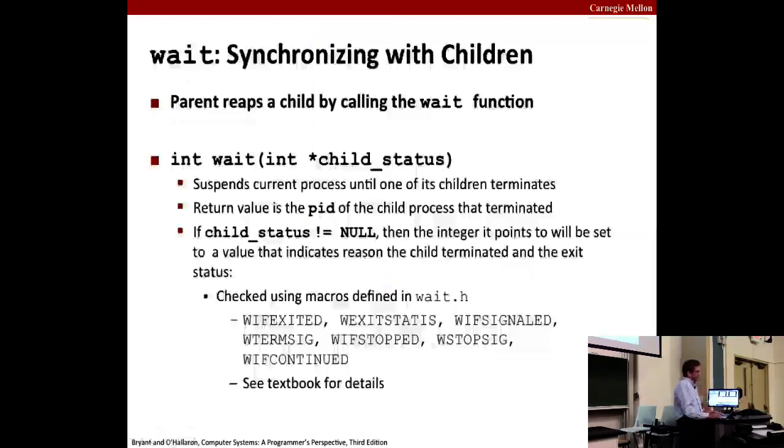The function that we use to synchronize with children and reap them, the simplest one, is called wait. Wait takes an optional status where you can inspect the exit status of the child. Basically, wait suspends the execution of the process that calls it until one of its children terminates. It doesn't specify which one. It just waits until one of the children that it created terminates.